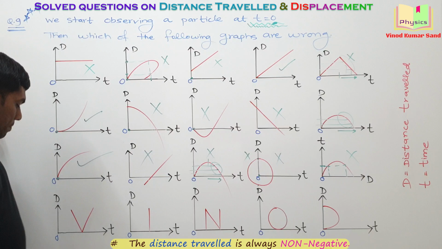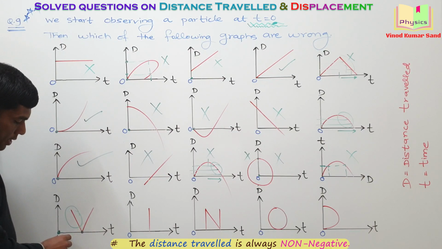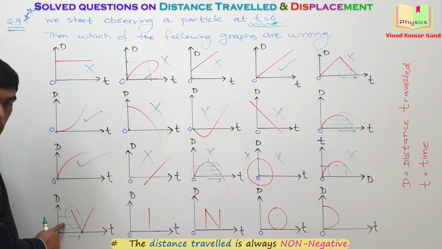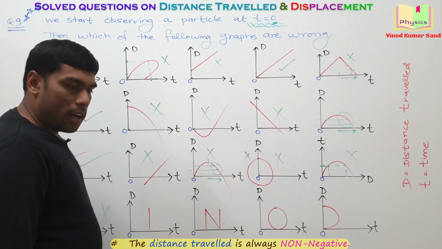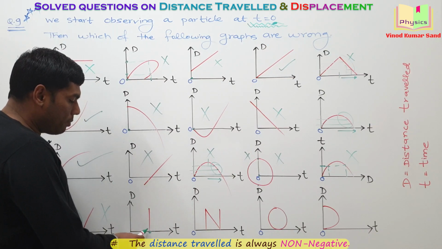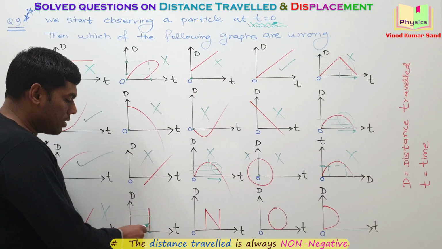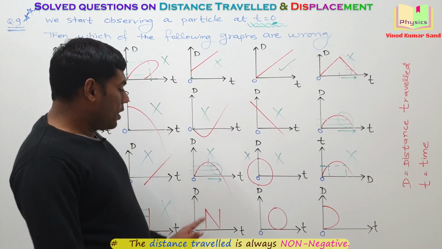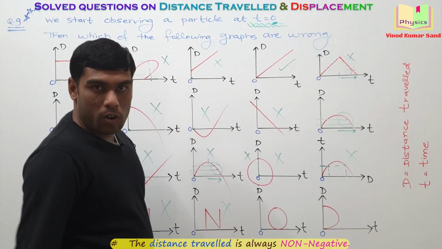Moving to this one, look at this part of the graph. As the time was increasing, the distance traveled is continuously decreasing, which is wrong. So this graph is wrong. Look at this graph. At a given moment of time, we have infinite values of the distance traveled. Is it permissible? No. Next graph is also wrong.